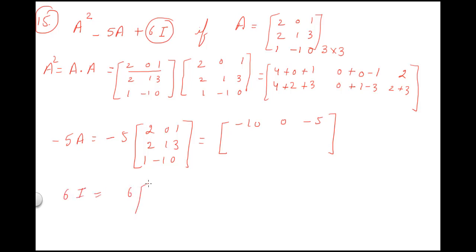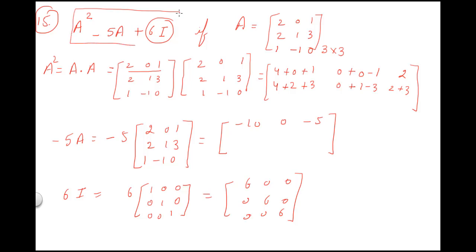Then we are going to find 6I. 6I means 6 multiplied with an identity matrix that is also of the same order as matrix A, that means 3 cross 3. So it will be 1 0 0, 0 1 0, 0 0 1. You know what an identity matrix is? All the diagonal elements are 1, right? All the non-diagonal elements will be 0. So 6I will be 6 0 0, 0 6 0, 0 0 6. Right? So you have done all of the things. You have A square, you have minus 5A, you have plus 6I. Just put them in this equation and you will get the answer. Clear? You have to find the answer for this.